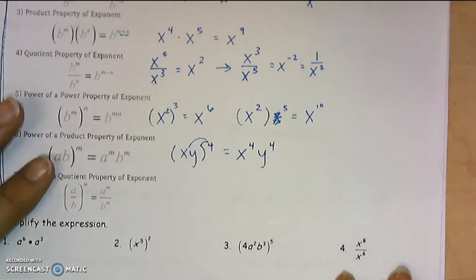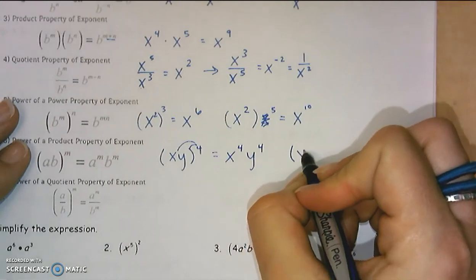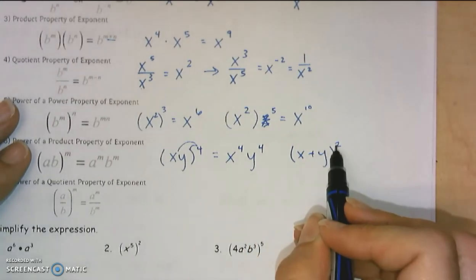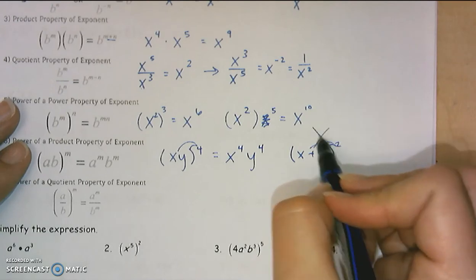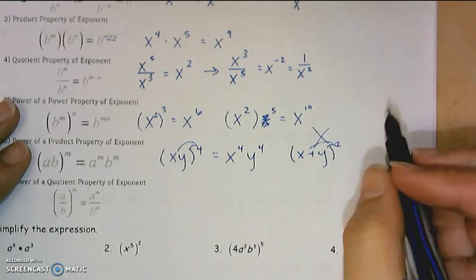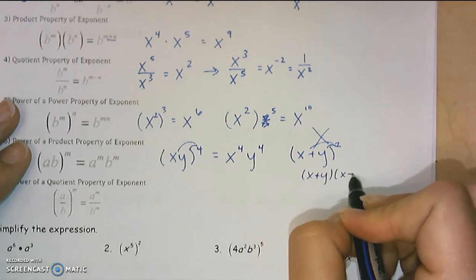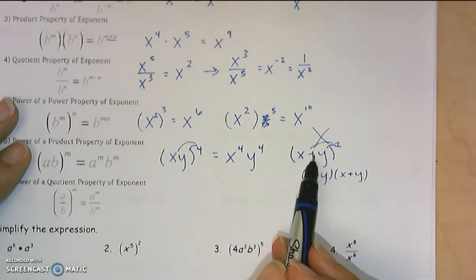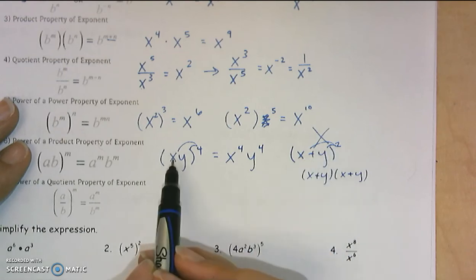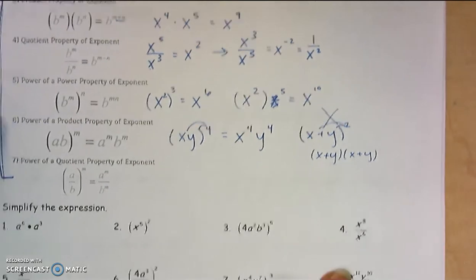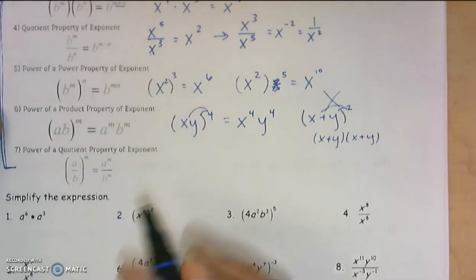Now, be really careful, because if this is x plus y raised to the 2nd, you cannot distribute the 2. That's not allowed. That's when we would actually do FOIL. You would do x plus y times x plus y. So if there's a plus or minus between them, you can't distribute, but notice this is multiplication here, so you can.